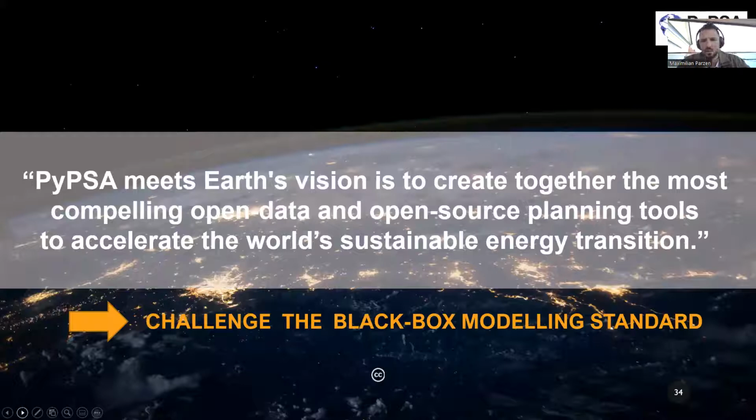Basically, our vision is to create together the most compelling open data and open source planning tools, specifically for investment and dispatch planning purposes, to accelerate the sustainable energy transition and challenge the black box modeling standard that we often have today.